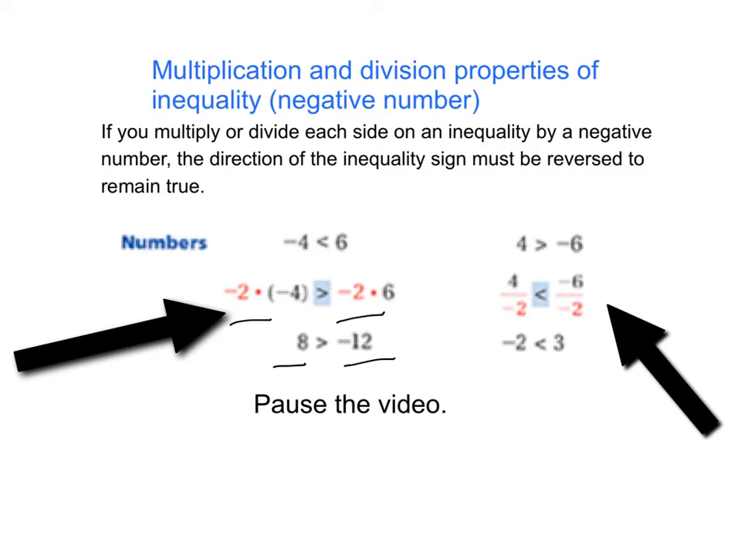Next, I have 4 is greater than negative 6. If I divide both sides by negative 2, then I'm left with 4 divided by negative 2 and negative 6 divided by negative 2. If I don't switch my sign, I'm left with negative 2 is greater than 3. But I know that would be false. So that is why I switch my sign. So I have negative 2 is less than 3. Pause the video to write down the example below.